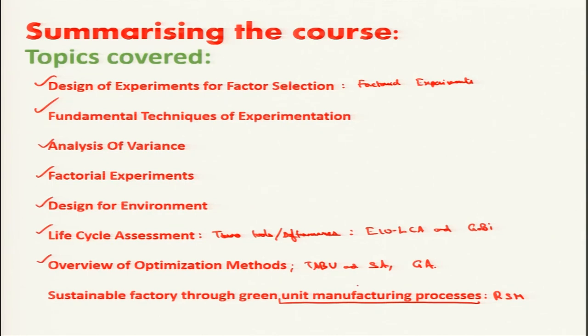Then I went to the sustainable factory in the last week, in which we picked the unit manufacturing processes. We picked drilling as an example. Then we optimized it, the summary was already given in the recent lecture, and we developed a green factory. This was the example that we took. So this is all in the course Advanced Green Manufacturing Systems.